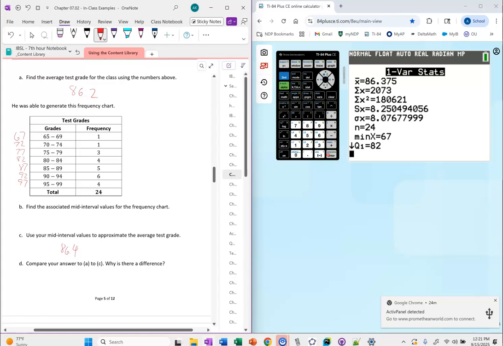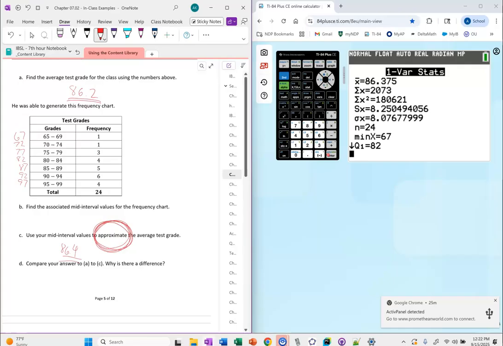Why is there a difference between our answers, our 2 means? Can you be a little bit more specific? The mid-interval value mean is an approximation, so there is likely to be some difference between the actual mean and the approximated mean. If you're really interested, you could calculate a percent error on that approximation, right? Absolute value of 86.4 minus 86.2 divided by 86.2, absolute value times 100. Probably want to use the unrounded version, actually, but either way.